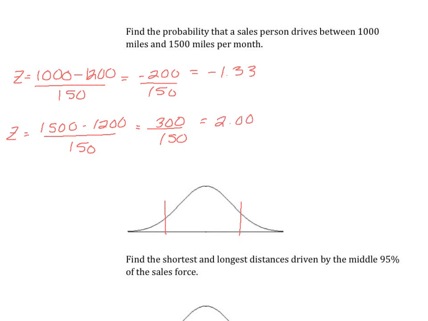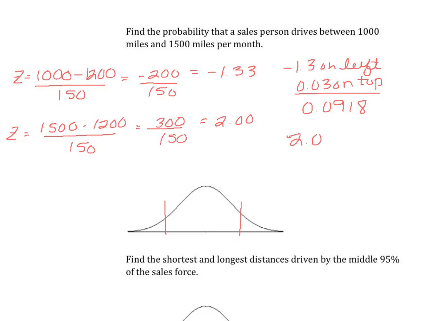So using our table, we will go to negative 1.3 on the left and go to 0.03 on top. You'll see that they collide at 0.0918. And then we'll do the same for 2.0, so we'll go to 2.0 on the left, and then 0.0 on top, and they collide at 0.9772. So from the previous problems that we've done, we're looking for in between.